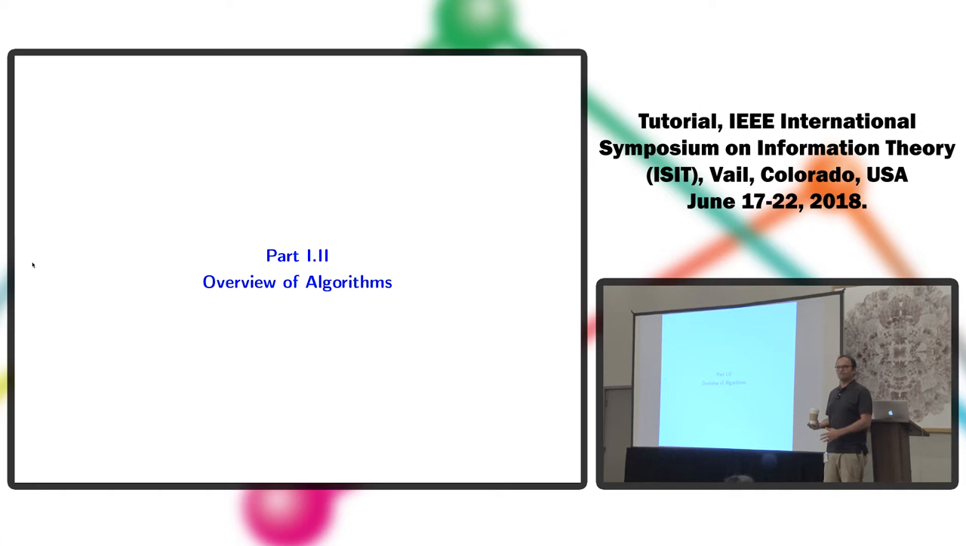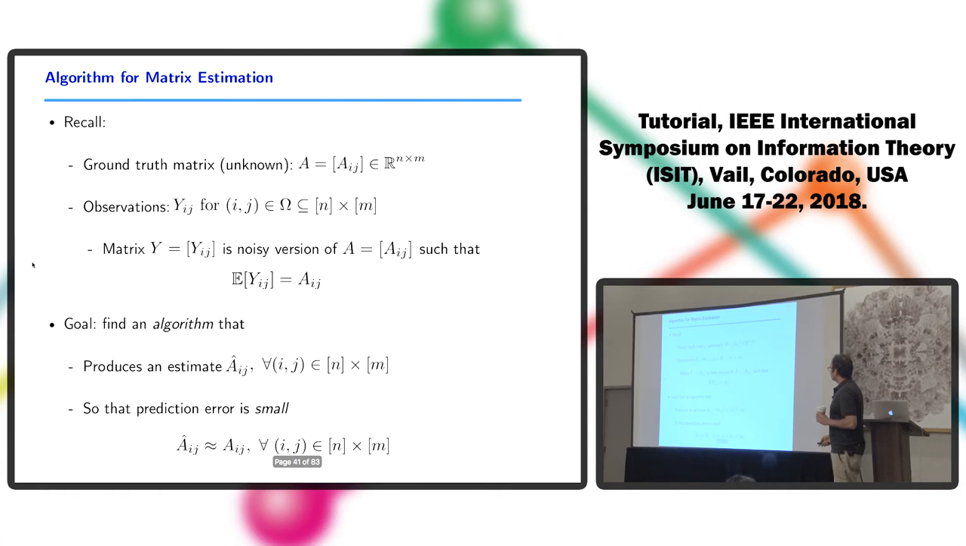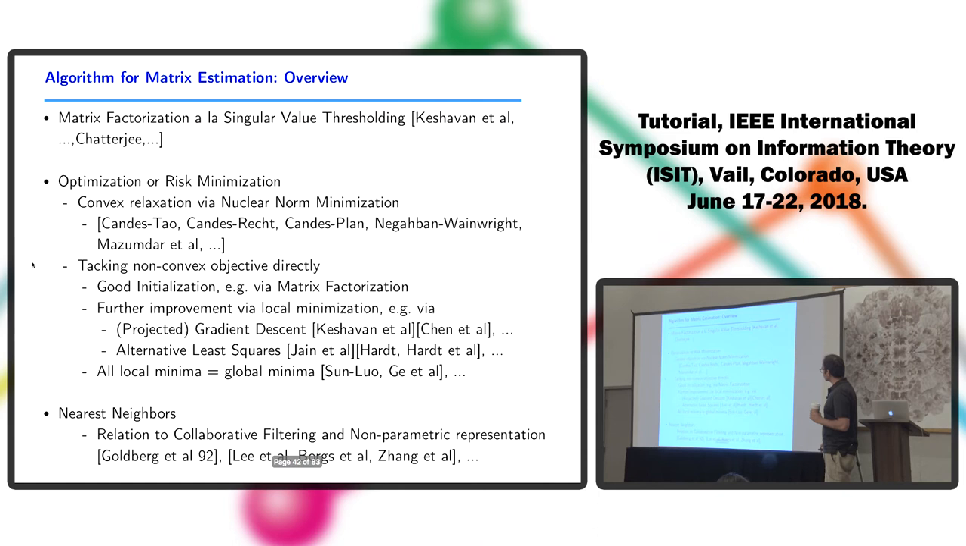Right, so with that, just to quickly recall: ground truth matrix, noisy observations with partial observations. Noise is such that the expectation is always the ground truth. And we want to produce an A hat so that A hat and A are close to each other. This is all that's out there, roughly speaking. So at least the good news is that it can all fit into one slide at 10,000 feet. So let me parse that.